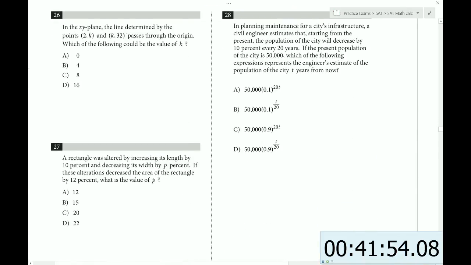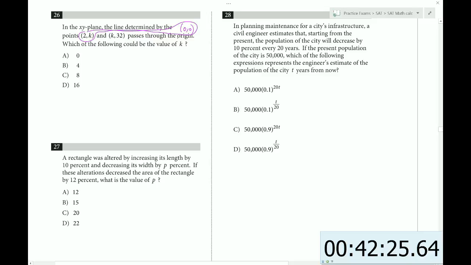In the xy plane, the line determined by these points passes through the origin. Origin is 0, 0. Which of the following could be the value of k? Alright, so if we did a slope formula with these 2 points, we wouldn't get very far, right? Because we would have basically k as an unknown. However, we could also use 0, 0, right? So for instance, we can use 0, 0 along with 2, k.